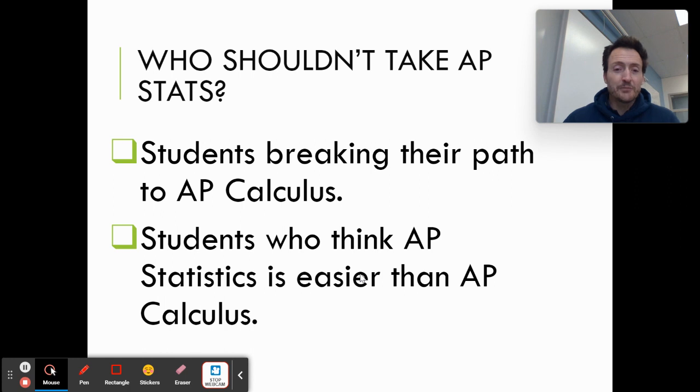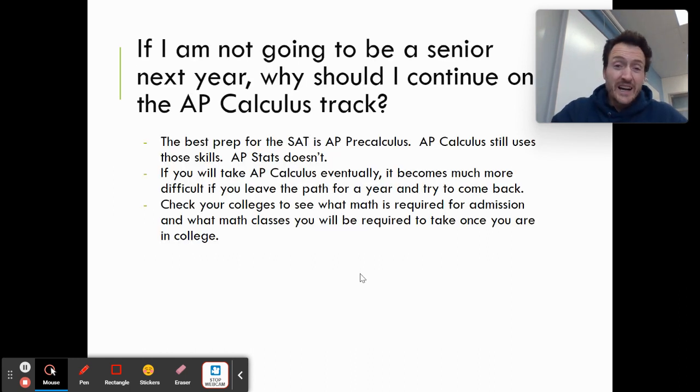Also, you should not take AP Stats if you're thinking to yourself, oh, this is easier than AP Calculus. Although some students will say that, others say the opposite. So if you think it's going to be easy, it might not.